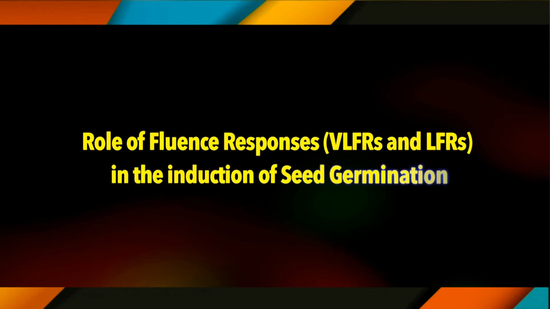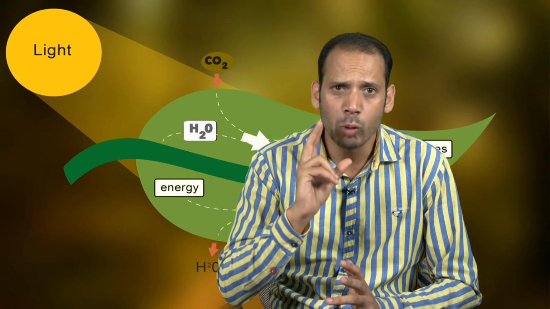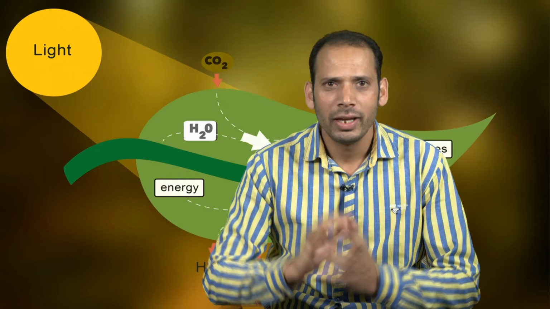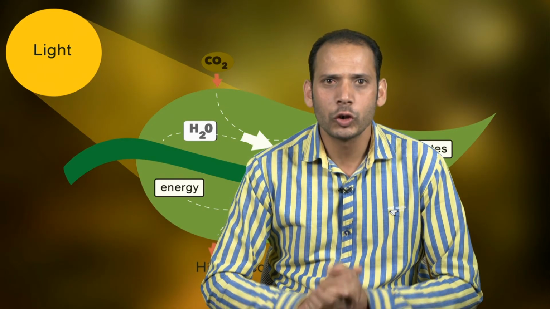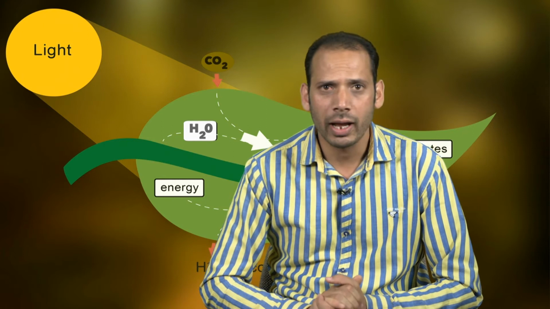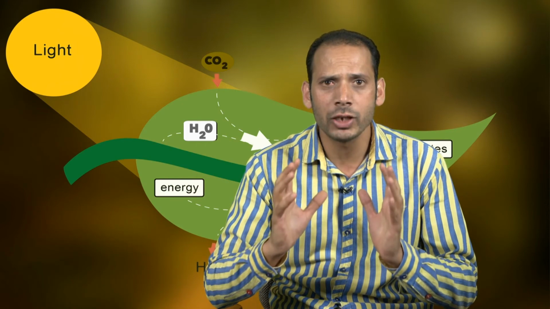Now, the role of fluence responses, both very low fluence responses and low fluence responses, in induction of seed germination. Light is an important ecological factor that modulates germination in a large number of species. Depending on the spectral composition and photon fluence, temperature, water availability, and the physiological condition of the seeds, it can promote or inhibit seed germination. In many cases, the stimulus of germination shows a biphasic response to the fluence of red light. The first phase, called the very low fluence response, is present in seeds with extreme sensitivity to light.